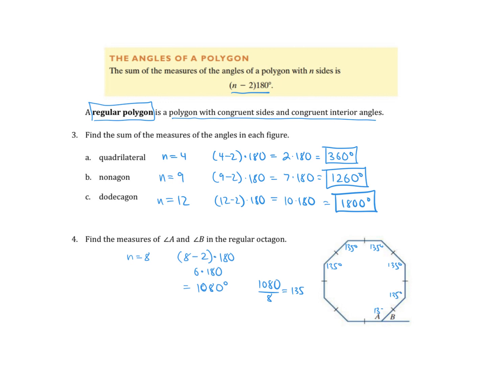So A is 135. The measure of angle A is equal to 135. Now, to find the measure of angle B, A and B form a straight line, and any two angles that form a straight line add to 180. So we can do 180 minus 135, which gives us 45. So the measure of angle B is 45 degrees.